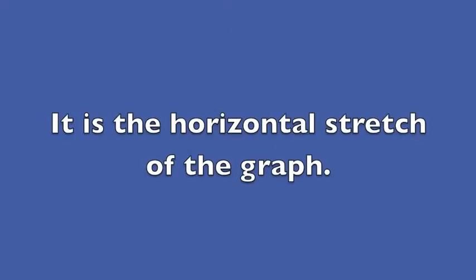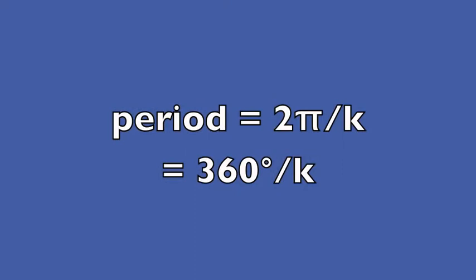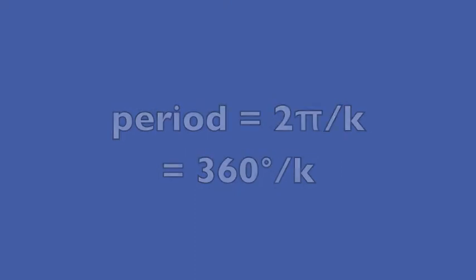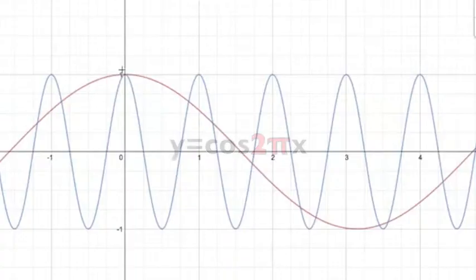The period is one complete cycle of the graph, the time it takes before the function repeats itself. It is a horizontal stretch and is determined by the number in front of the variable x. It is usually called k. 2 pi or 360 degrees divided by k gives you the period. To find the interval, divide the period by 4. The interval lets you know where to put the points when graphing.